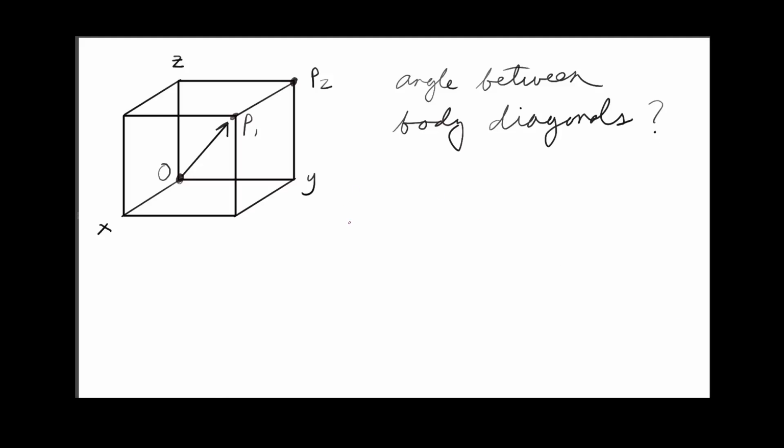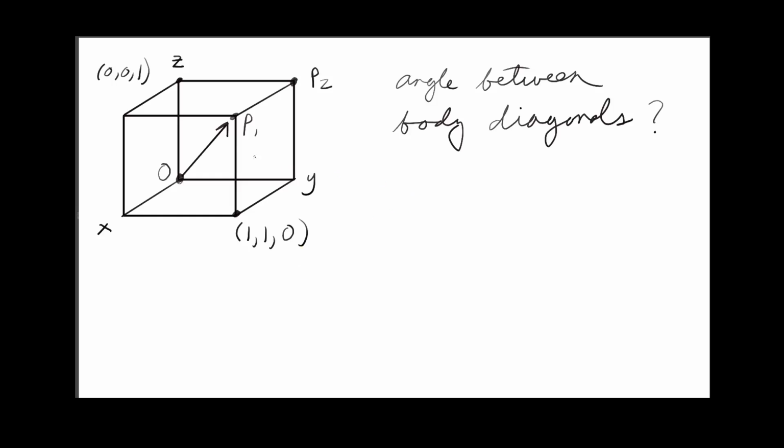In this next example, we're asked to compute the angle between body diagonals of a cube. In this case, the cube has a length on each side of 1. So in the xy plane, this point, for example, would have an x value of 1, a y value of 1, but then a z value of 0. Over here, for example, there's no x value or y value, but there's a z value of 1.